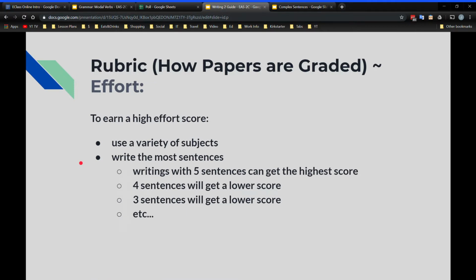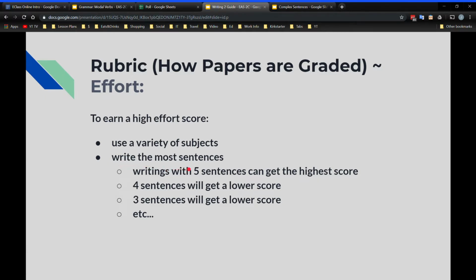So the next category is effort. To earn a high effort score, you'll need to use a variety of subjects. So don't just write about yourself in all 6 or 8 sentences. Or all 6 or 10 sentences. Try to change the subjects. Or don't write all about me. I know you want to.